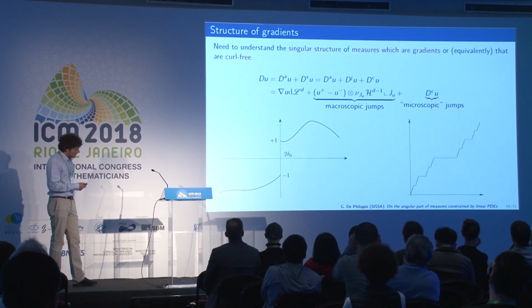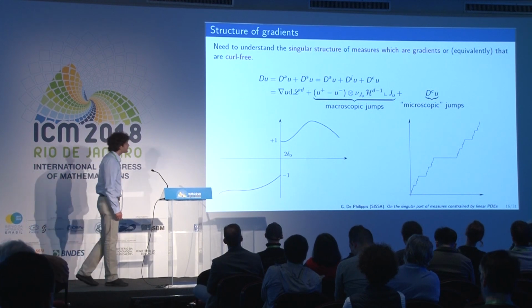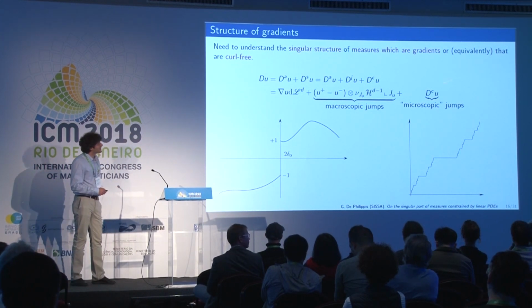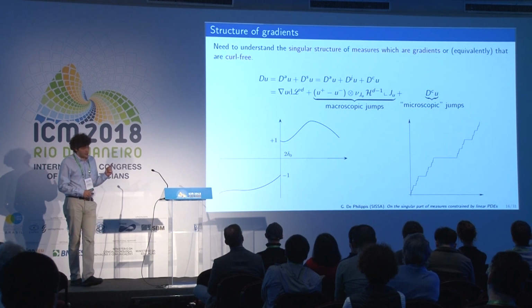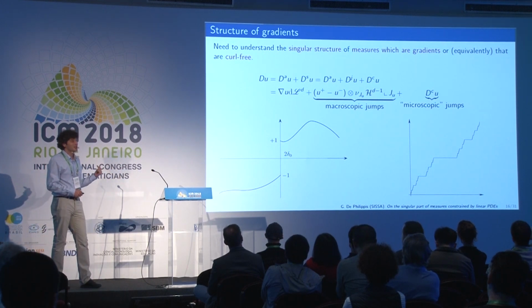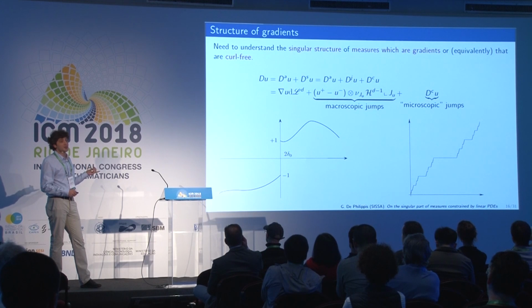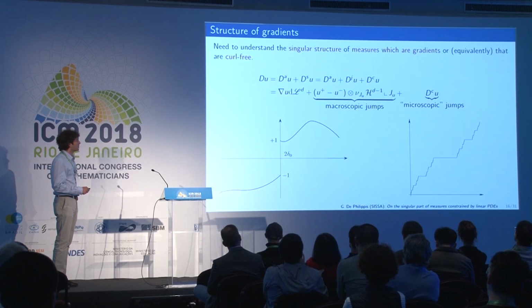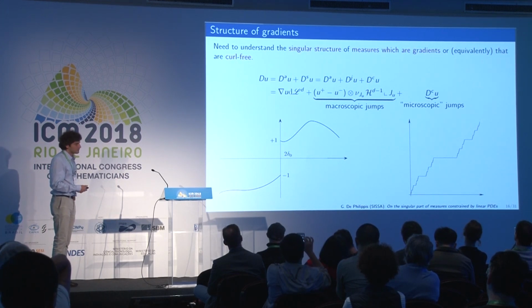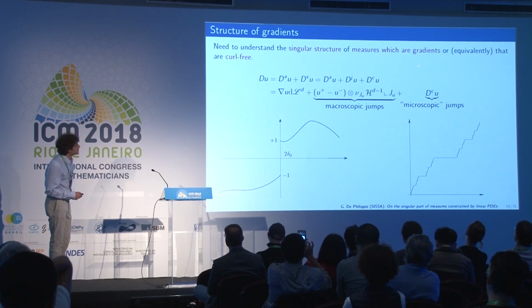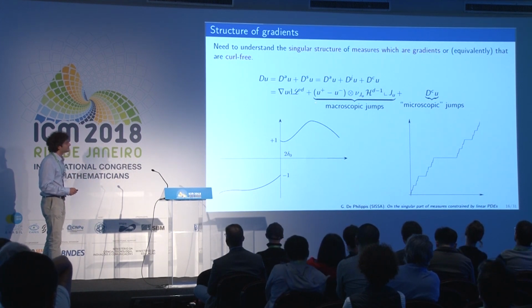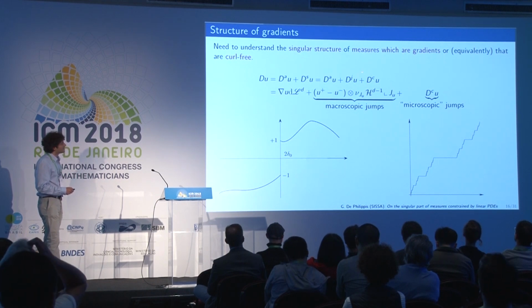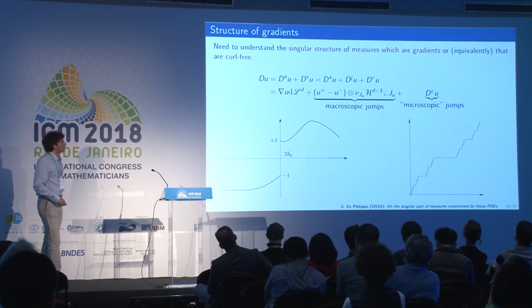And now, to keep studying this problem, you need to understand the structure of measures which are gradients, which is the same, as I was saying at the beginning, as studying the structure of measures which are curl-free, right? And again, the Radon-Nikodym theorem tells us we can decompose into an absolutely continuous part and a singular part. And then, out of the work of Federer, Ambrosio and De Giorgi, we know that we can decompose the singular part further into two parts, the jump part and what is called the Cantor part.